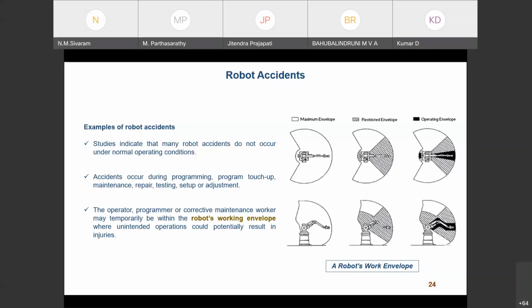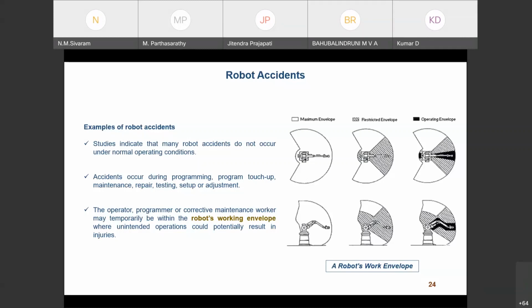Accidents can also happen during maintenance, because the person may be cleaning the end effectors, or some repairs may be taking place. So it is not only during the operation, but before the robot operation and post operation, like maintenance and repair activities, that robot accidents can occur.